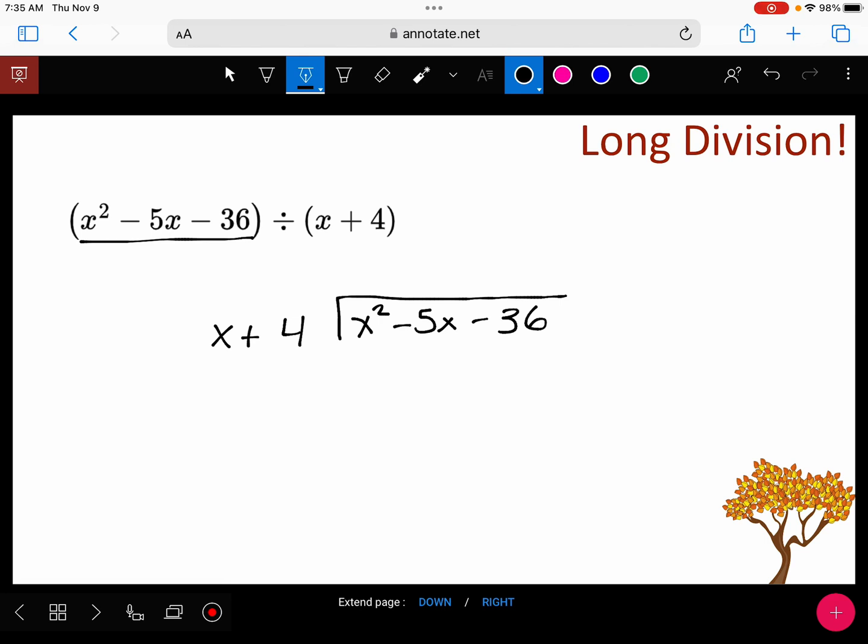And then just like we did with that 3 in the bell work, we're going to just look at the x right now. We're going to look at our x. How many times does x go into x squared?